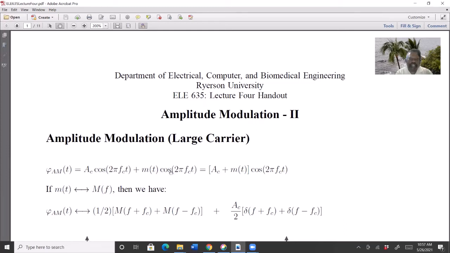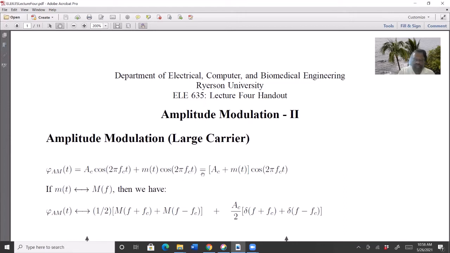Please compare this with DSBSC. In DSBSC, we had M of T times AC cos 2 pi FCT. Here we have this. There is no AC here. We have AC cos 2 pi FCT added to this. So if you factor this out, you see this.